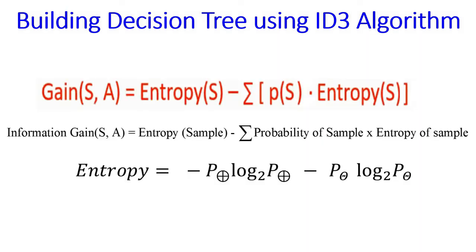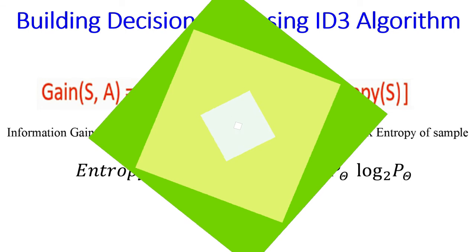The two formulas we need to remember to build the decision tree using the ID3 algorithm are information gain and entropy. Information gain is the entropy of the sample minus the summation of probability of the subset times entropy of the subset, and entropy is equal to minus probability of the positive sample times log to the base 2 of probability of the positive sample, minus probability of the negative sample times log to the base 2 of probability of the negative sample.